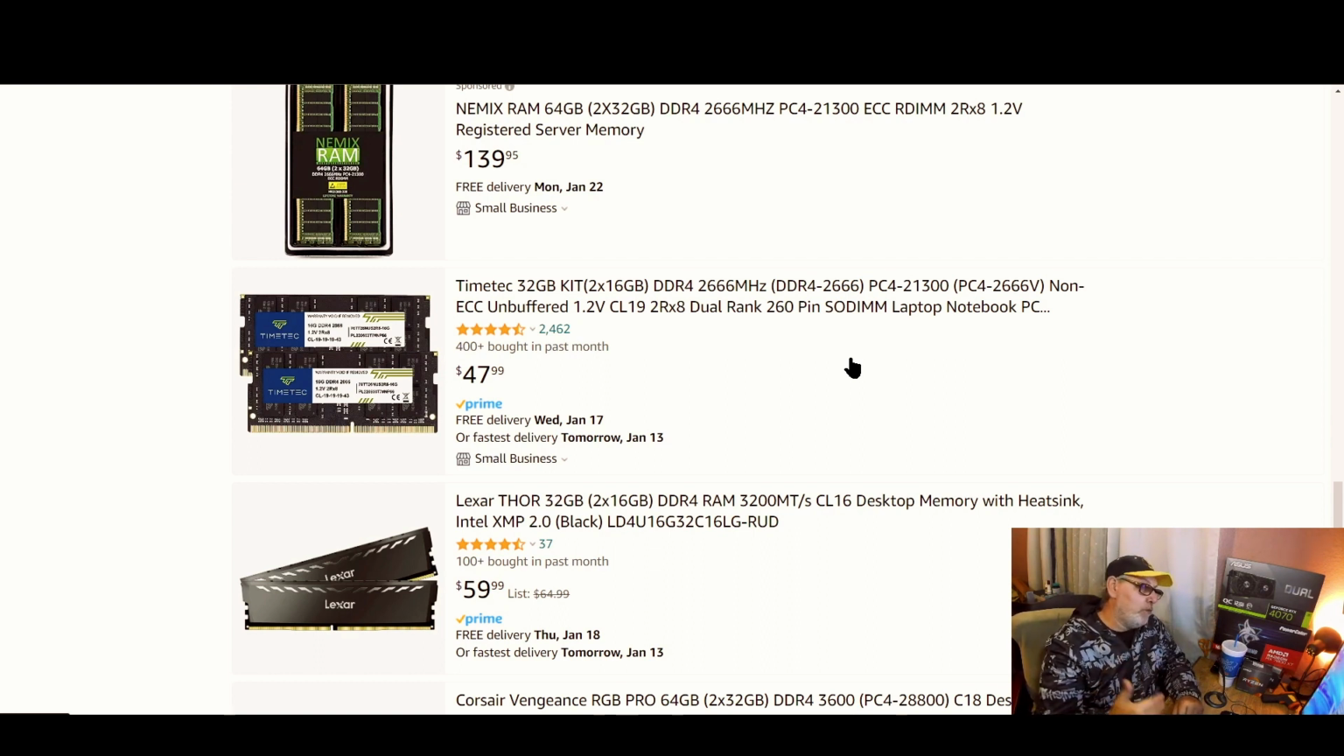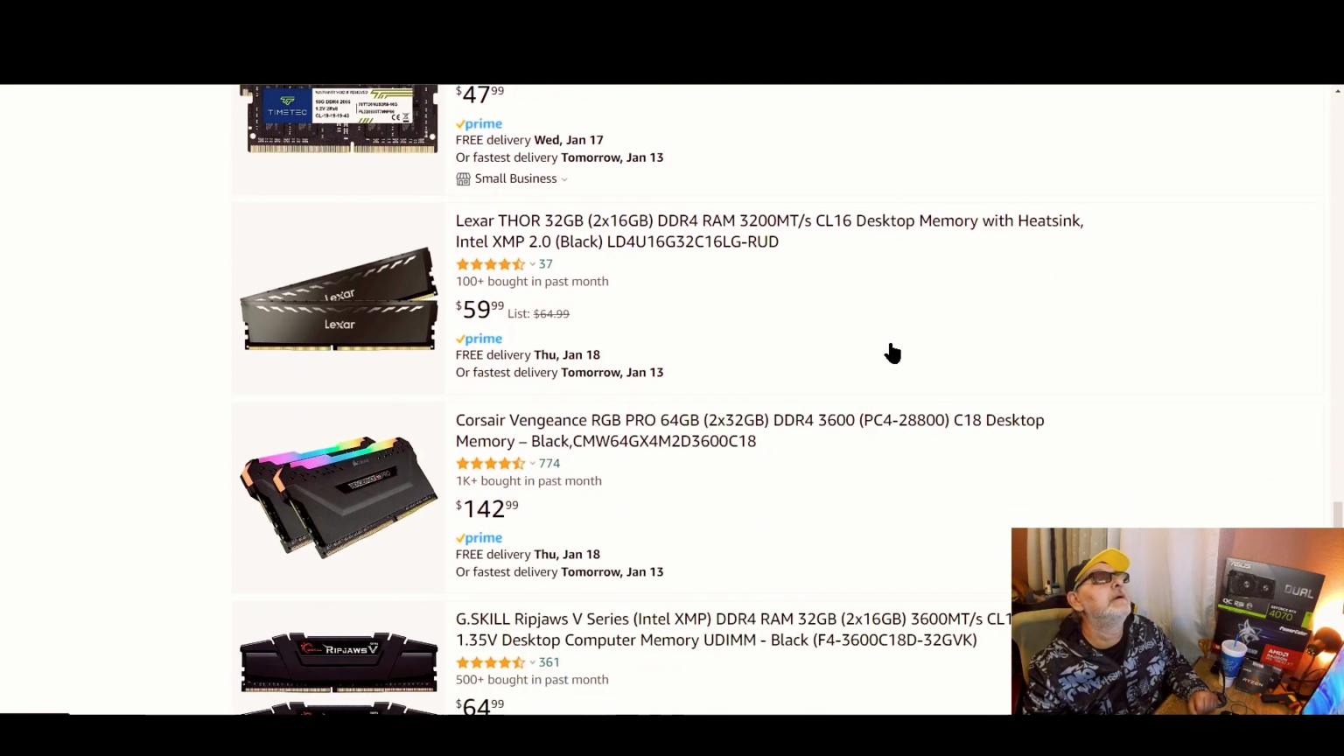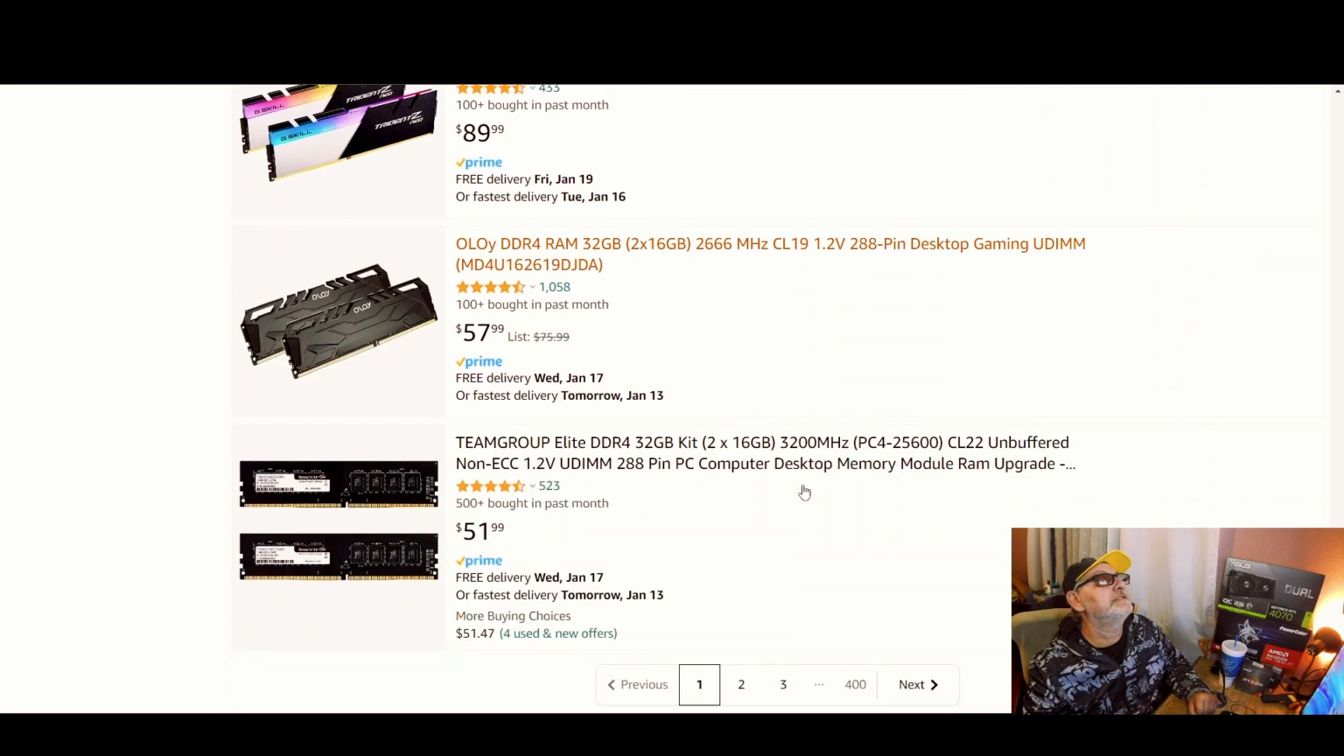If you don't know what kind of RAM your motherboard can handle, then go to the website of your motherboard manufacturer and look it up. You should be able to get a QVL list from your motherboard manufacturer. So look it up. Let's just move on.